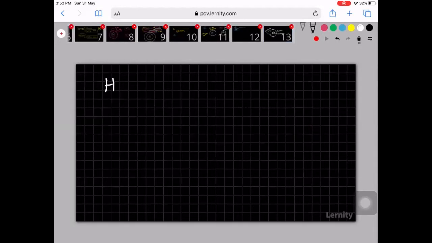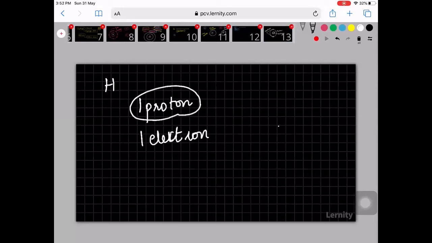So what did I say? Hydrogen, you have one proton and one electron. Clear? If it has one proton and one electron, the proton will be present inside the nucleus. So first I draw the nucleus. Inside the nucleus, I have one proton. I'm representing proton as P, and I'm writing one proton.